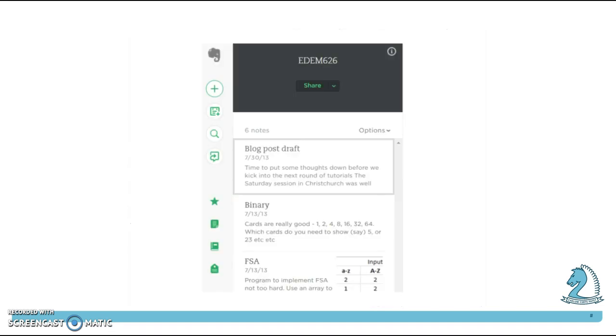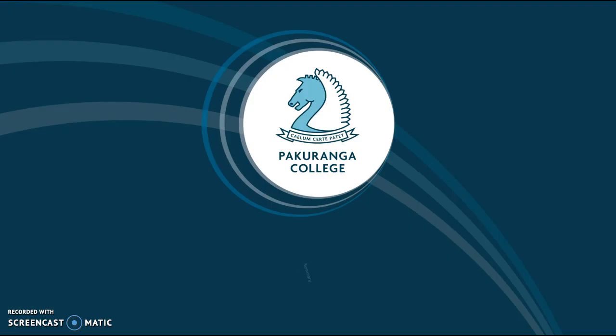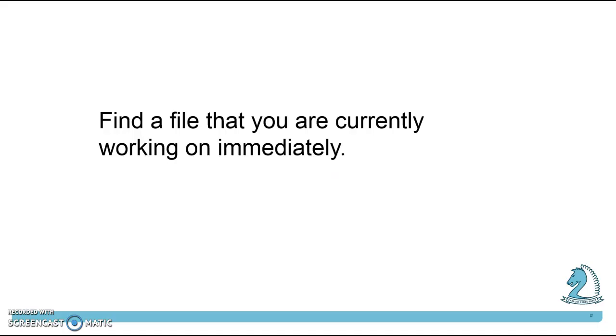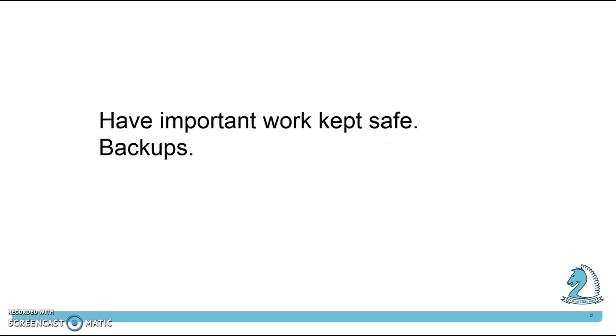If you're in Evernote, you'd want to be tagging stuff appropriately. Or if you use OneNote for all your files, there's ways of organizing yourself there. We don't mind so long as you can follow those same basic rules all the way through, which are: you need to be able to find a file you are currently working on immediately, you need to refer to work that you've done recently almost immediately, and you need to have your important work kept safe, backups.